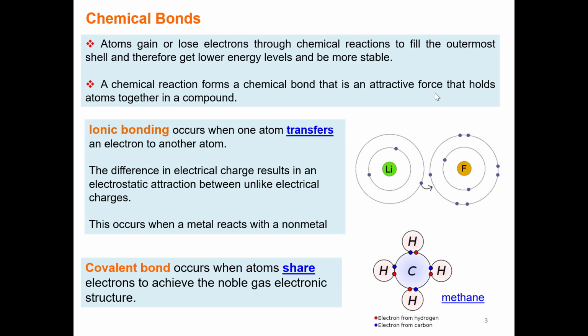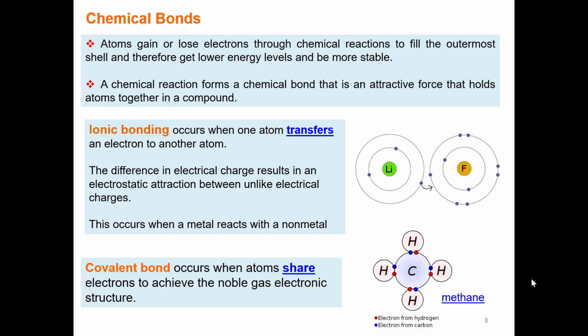So we can say a chemical reaction forms a chemical bond, that is an attractive force that holds atoms together in a compound. In this course, we will study 2 different kinds of chemical bonds, ionic bonding and covalent bonding. Let's define what is ionic bonding. It occurs when one metal transfers an electron to another atom.